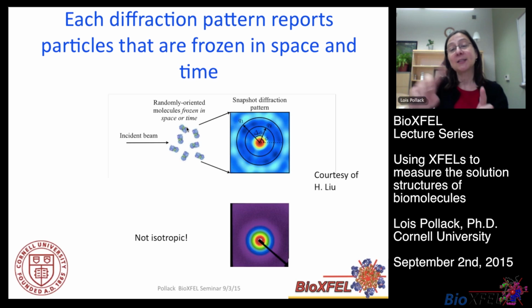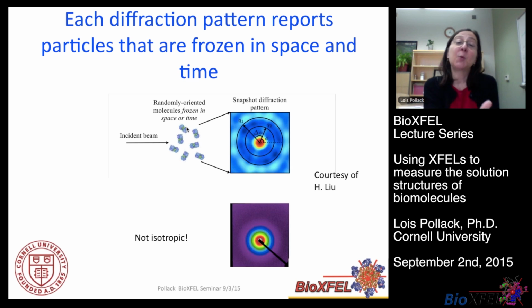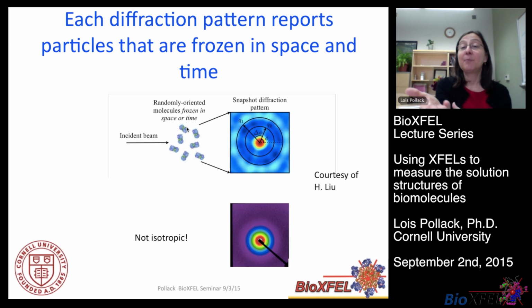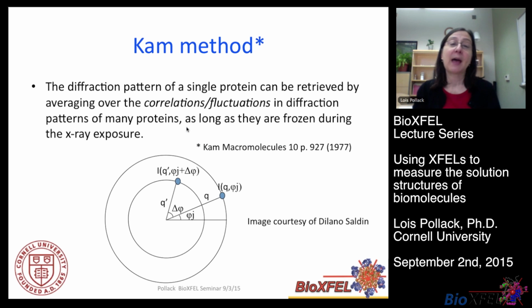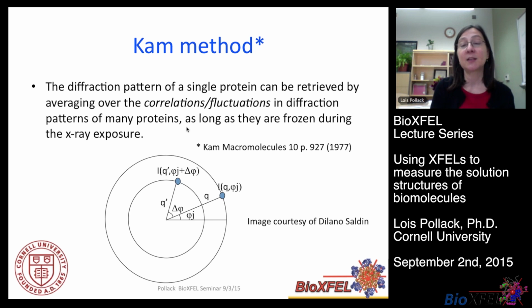And this is to be contrasted with the isotropic pattern that I told you about. This is kind of what we would measure at CHESS. These snapshot patterns are not isotropic. And it turns out that, in 1977, there was really a remarkable method proposed called the Kam method, where the diffraction pattern of a single protein can be retrieved by averaging over correlations or fluctuations in the diffraction patterns of many, many, many proteins, as long as they're frozen during the X-ray exposure.